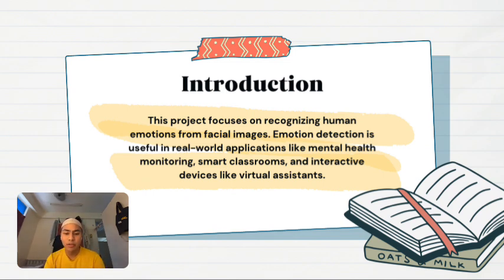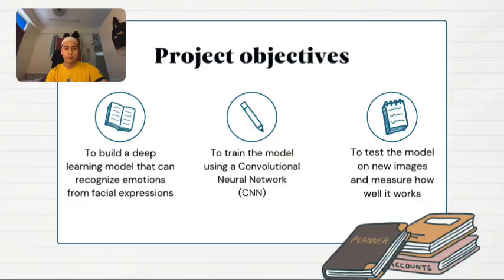So I will explain about the introduction. The introduction is this project is focused on recognizing human emotion from facial images. So emotion detection is useful in real world applications like mental health monitoring, smart classroom, and interactive devices like virtual assistants. For project objectives, we have three objectives.